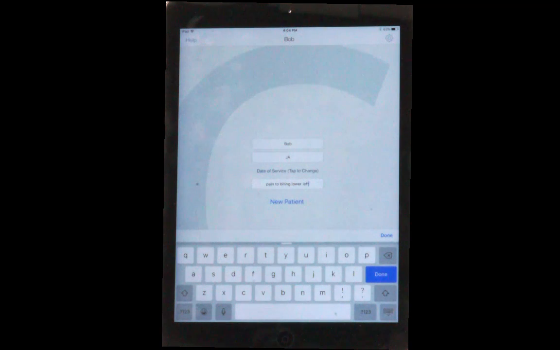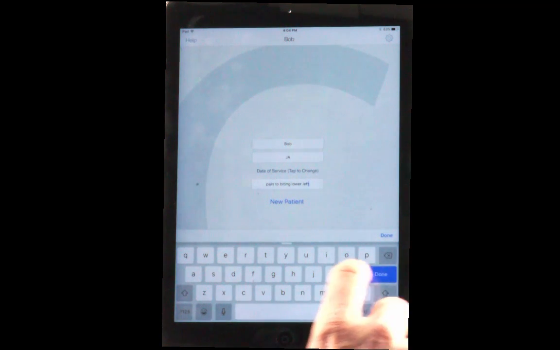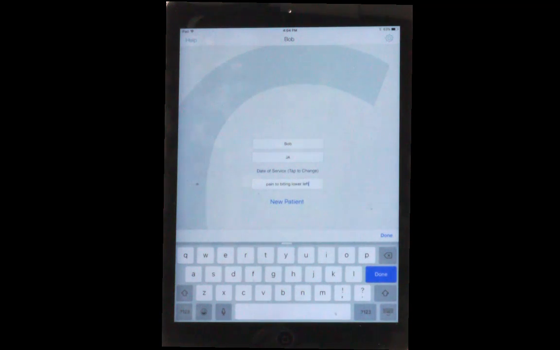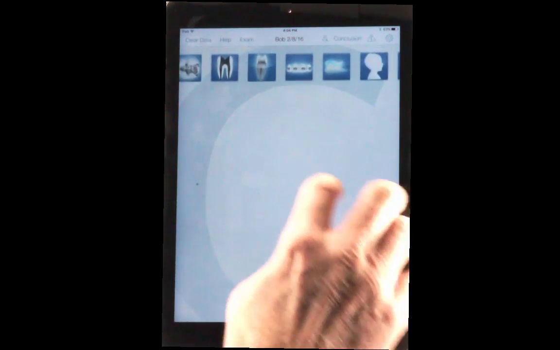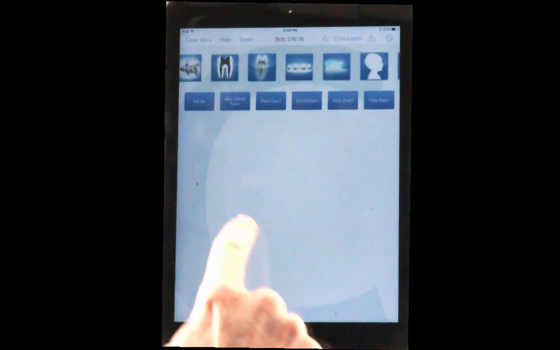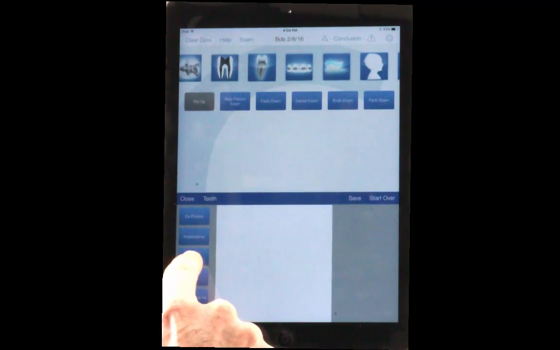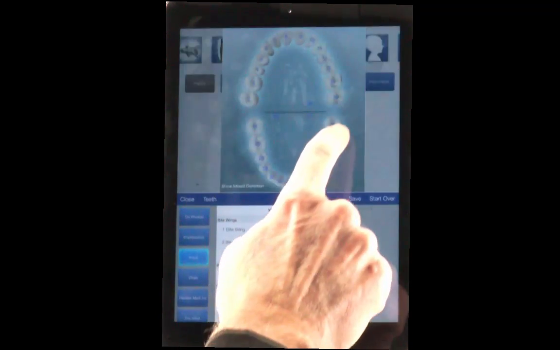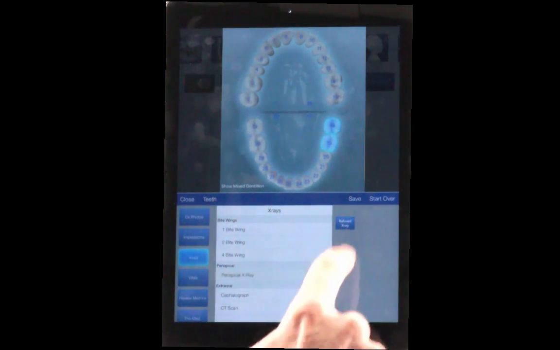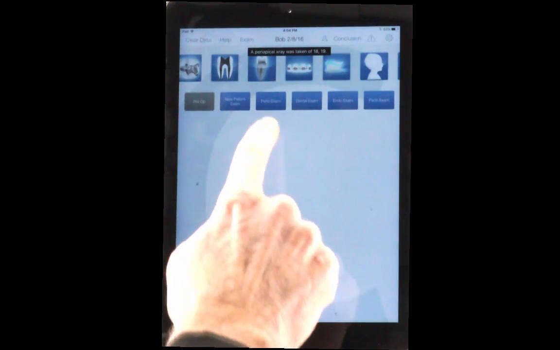This is John. If you give me a couple of minutes, I'm going to show you how easy it is to write detailed notes with C Notes. So we have our patient here, Bob, and his chief complaint is pain to biting on the lower left side. So we're going to go ahead and go into the exam mode. Preoperatively, we're going to take an x-ray, and the x-ray is going to be 18-19 area. Press periapical and close out.